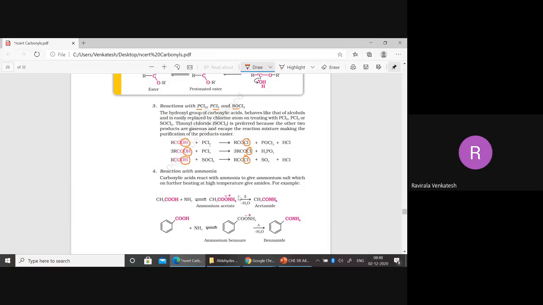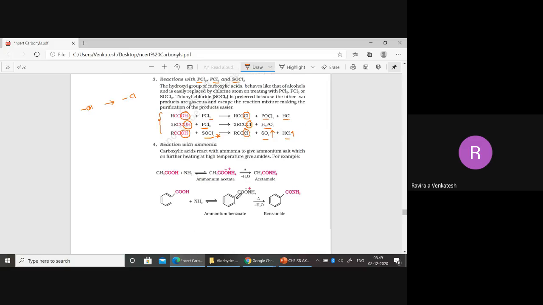And I told you when you take PCl5 in halogen compounds, we get POCl3 and HCl as byproducts. When you take PCl3, we get H3PO3. When you take SOCl2, we get SO2 and HCl. And which is the best method, as I also told you? This one is the best method because the byproducts are gas molecules. This we already discussed in the halogen compounds. Very simple. The OH is replaced with Cl. In this way, we can easily remember. Useful in the conversions only.